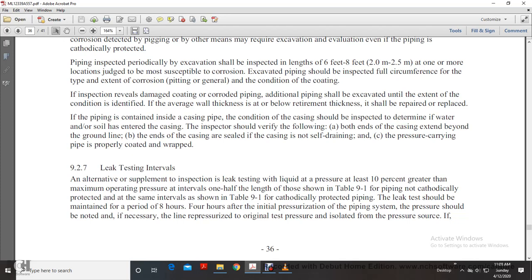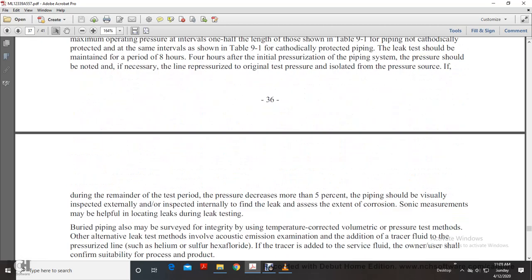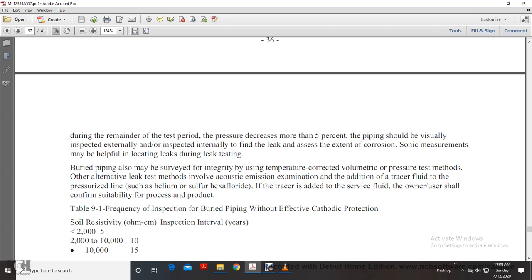For cathodic protected piping, the leak test should be maintained for a period of 8 hours after the initial pressurization of the piping system. Pressure should be noted and the line repressurized as necessary. The original test pressure is isolated from the pressurized source. If during the remainder of the test period pressure decreases more than 5%, the piping should be visually inspected externally and inspected internally. Soil corrosion measurements may be helpful in locating leaks during the leak test.